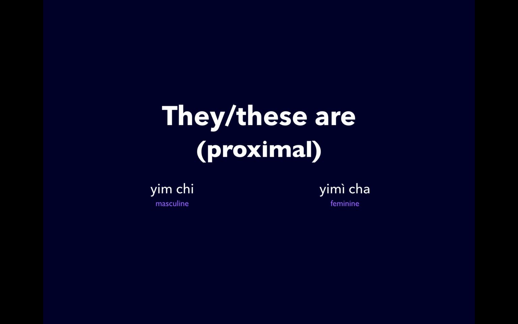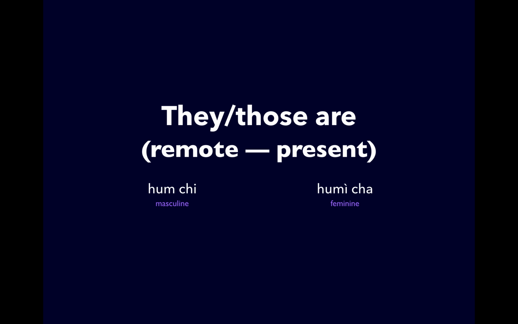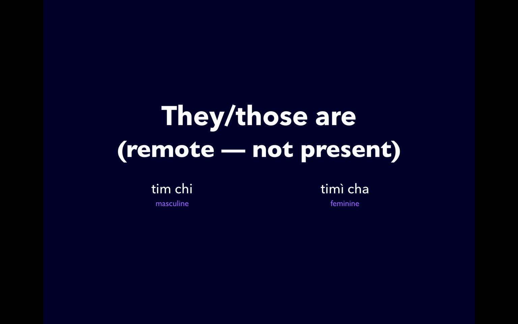Not a lot to explain here, fairly straightforward. These correspond to the form for something which is far away, the singular forms being hu and hua. Here we get hum ch and hum cha. Finally, the corresponding form for su and swa, we get tim ch, tim cha.